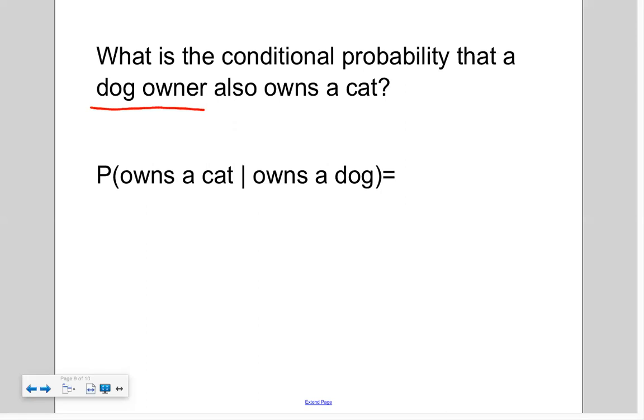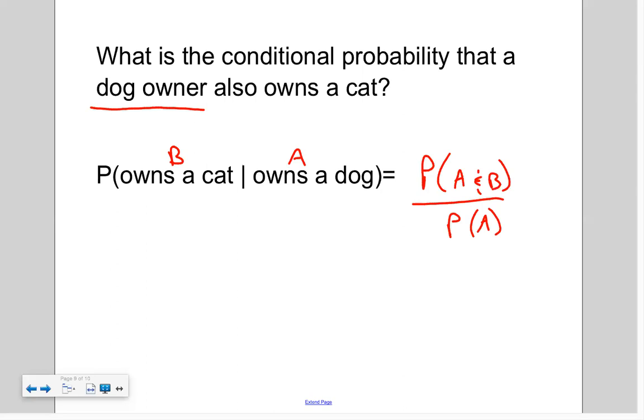All right, so in this case, there's no "given," but because they're starting with "what's the conditional probability that a dog owner also owns a cat," that is the conditional part of our probability. So here's what we're going to do. We need to know the probability of A and B, I should have said B and A, divided by the probability of A. Whereas this would be B, this would be A.